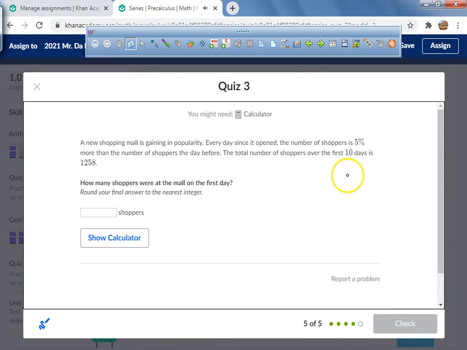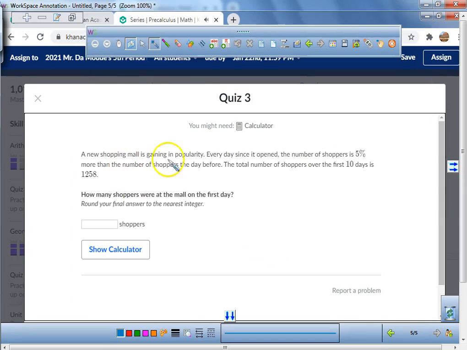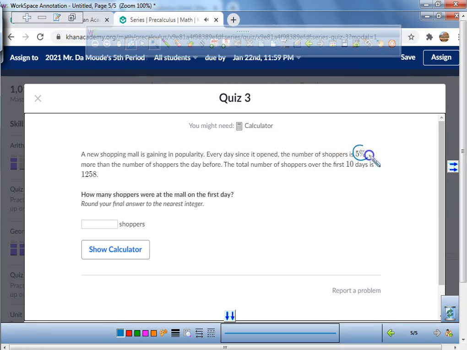All right, last one. A new shopping mall is gaining popularity every day since it opened. The number of shoppers is 5% more than the day before. So if you have 100% and you add 5%, your R value is going to be 1.05, because 105% as a decimal is 1.05. The total number of shoppers over the first 10 days, so that's our n value, is this right here, so that's our S of n value.